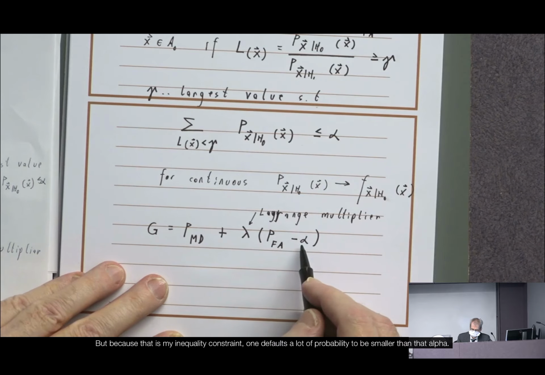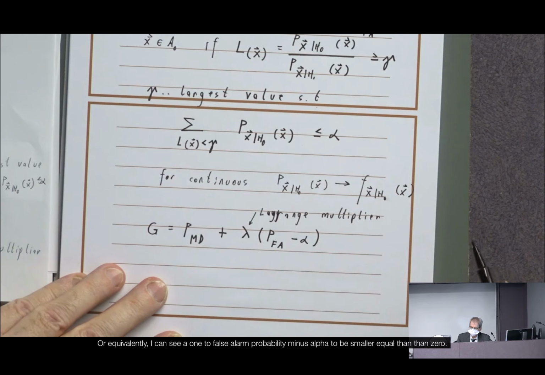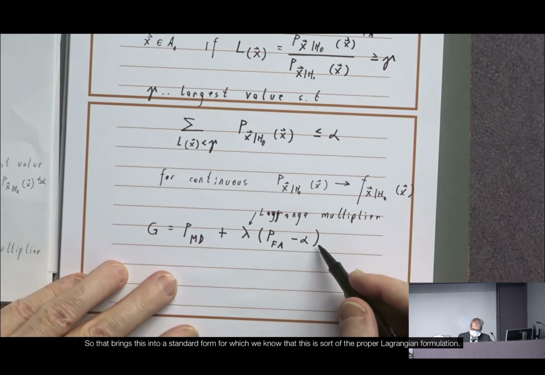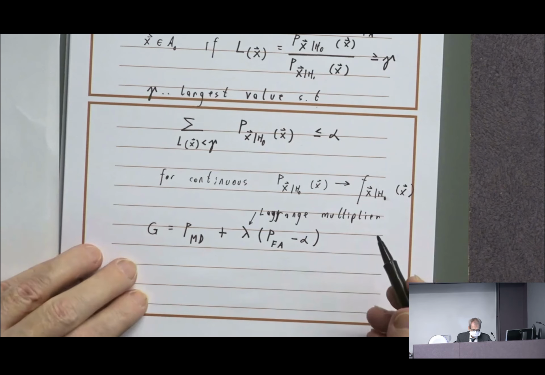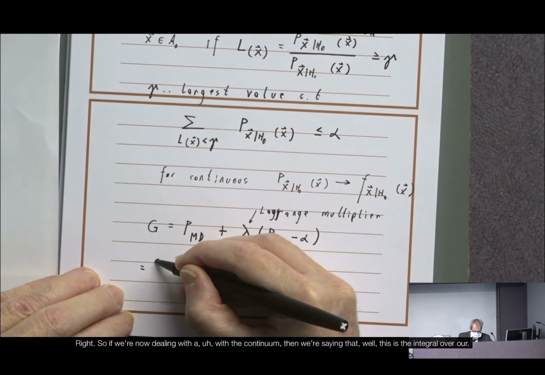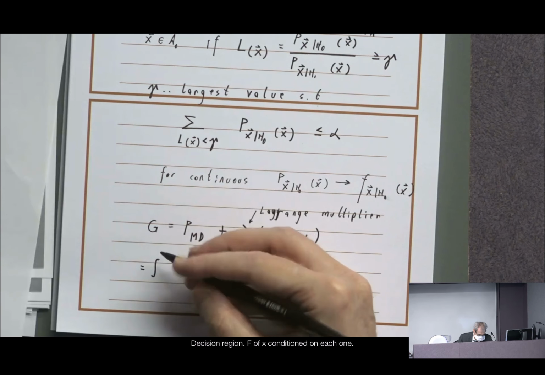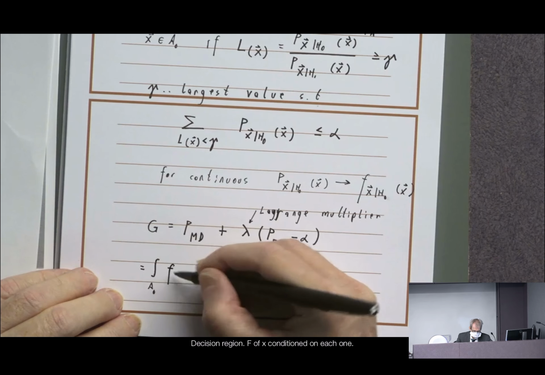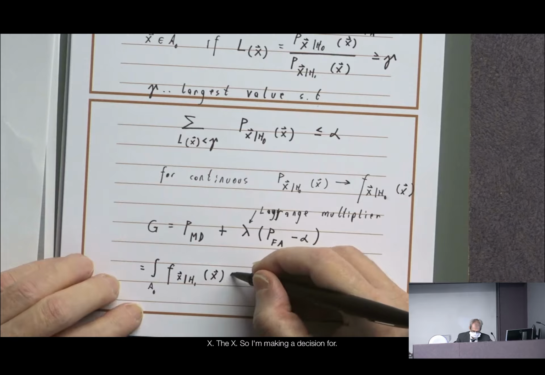I want the false alarm probability to be smaller than alpha, or equivalently, I can say I want the false alarm probability minus alpha to be smaller or equal than 0. So that brings it into a standard form for which we know that this is the proper Lagrangian formulation. Right, so if we're now dealing with a continuum, then we're saying that, well, this is the integral over our decision region f of x conditioned on h1 of x dx.